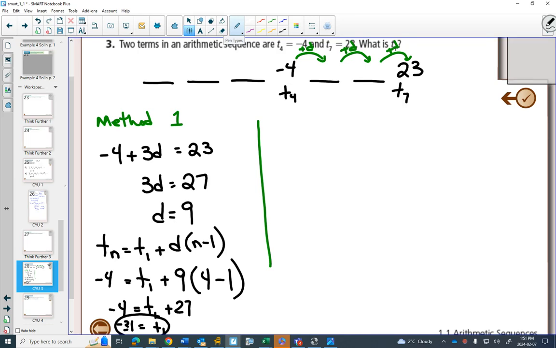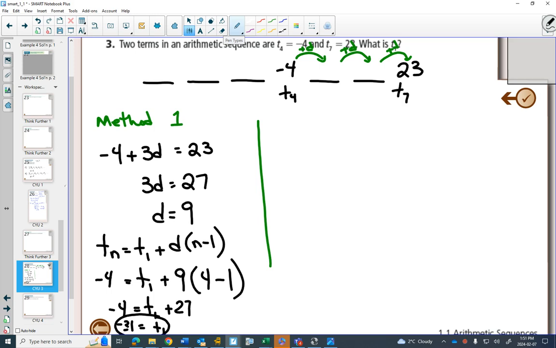You could have got that by going -9, this would be -13, -9, -22, -9, -31. The reason I wanted to show you with the formula is because subtracting 9 3 times doesn't take very long. But I could give you this same question where instead of term 4, it was term 41 and term 44. And then you wouldn't want to subtract 9 40 times to get back to the beginning. You would want something more efficient.